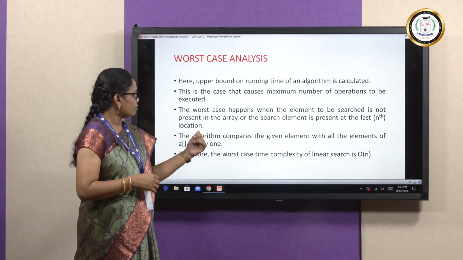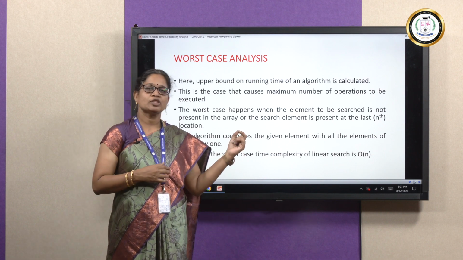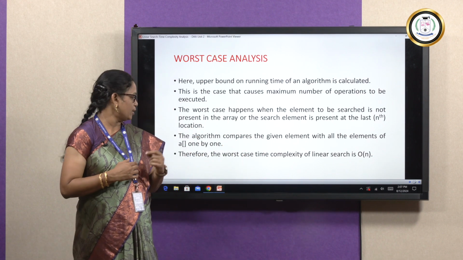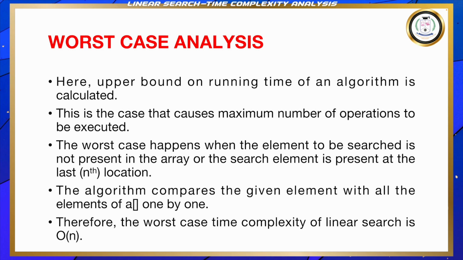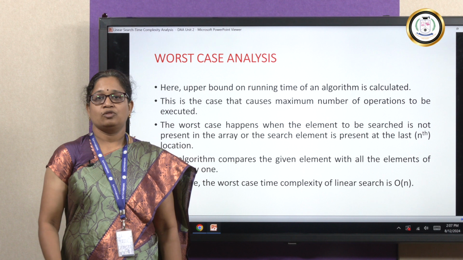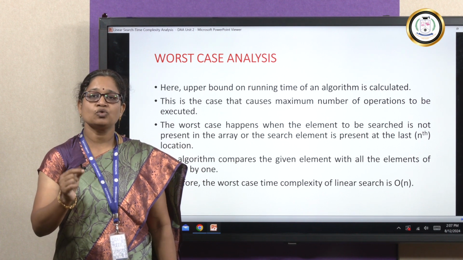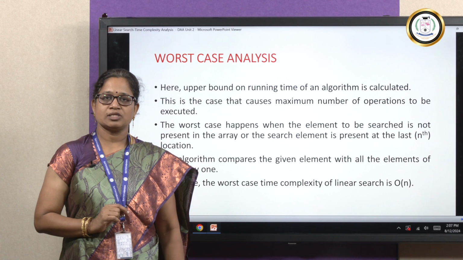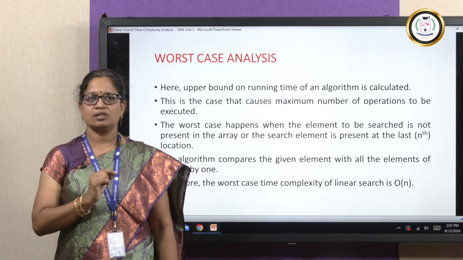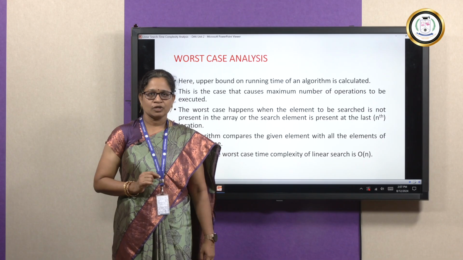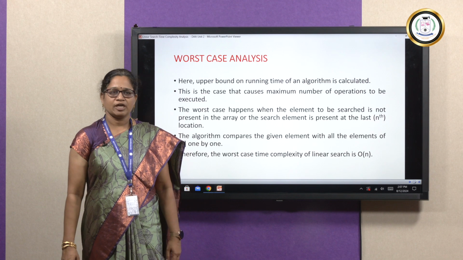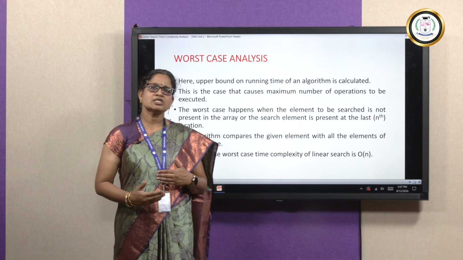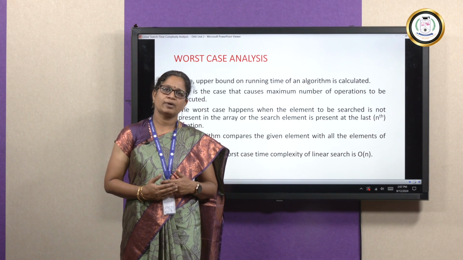So the algorithm compares the given element with all the elements of the array one by one. So the worst case time complexity of linear search algorithm is given by big O of n. Since you need to compare all the n elements of the array, the time complexity is given as n. So it is a linear time complexity, which is denoted by big O of n. Usually the worst case time complexity is denoted by big O.